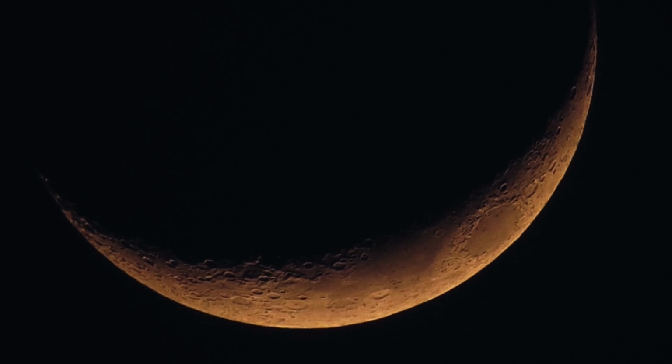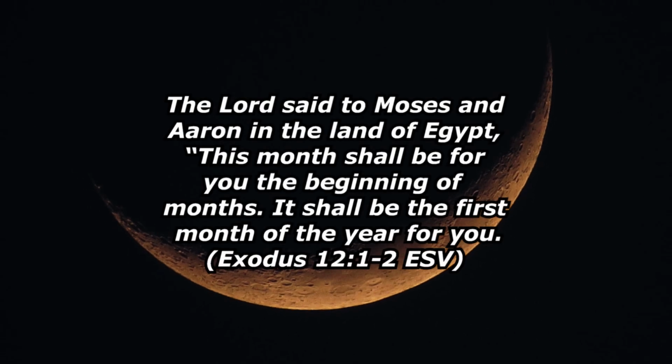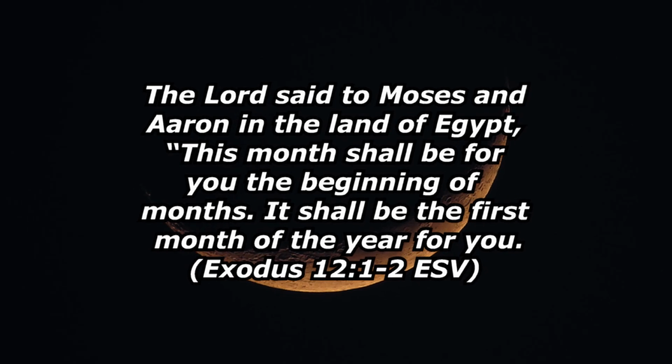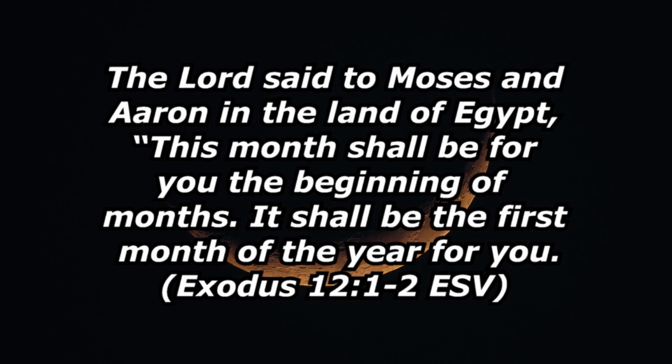Did God begin to give Israel a calendar? The Lord said to Moses and Aaron in the land of Egypt, "This month shall be for you the beginning of months. It shall be the first month of the year for you."